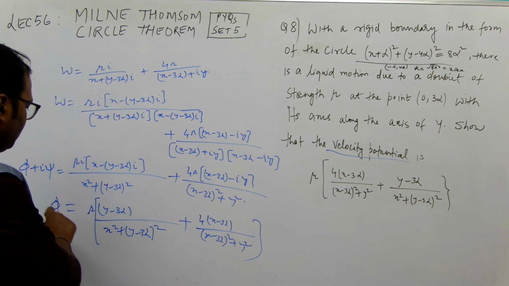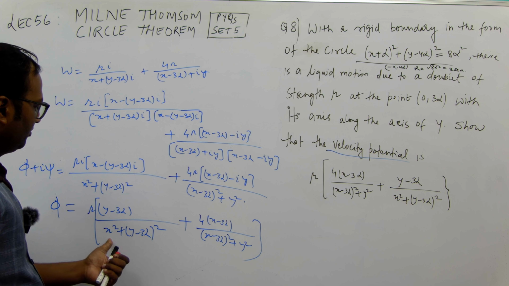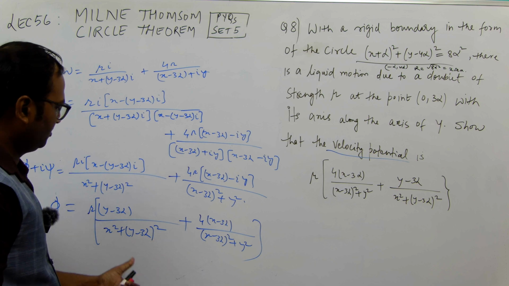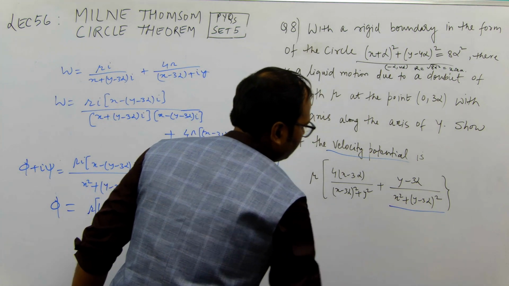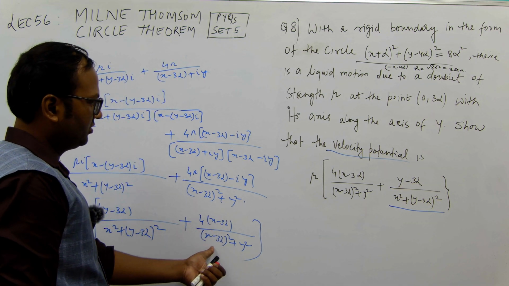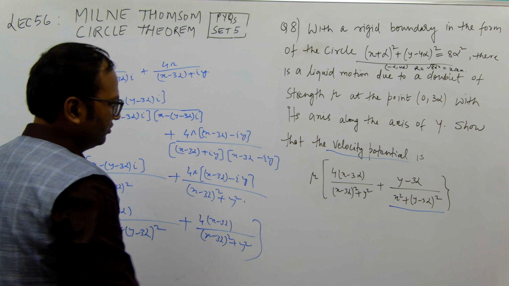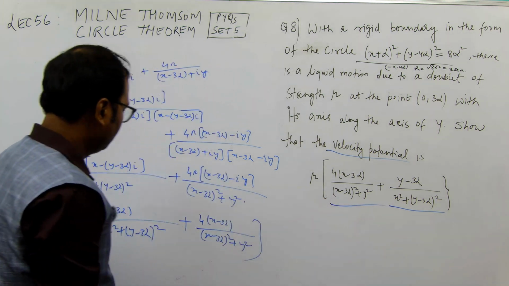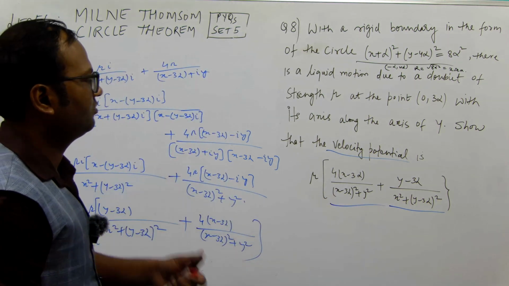So this is our velocity potential. So y minus 3 alpha upon x square plus y minus 3 alpha whole square. So this term is there. Okay, and 4 into x minus 3 alpha upon x minus 3 alpha whole square plus y square. So this is this term. Okay, so we have calculated the velocity potential.